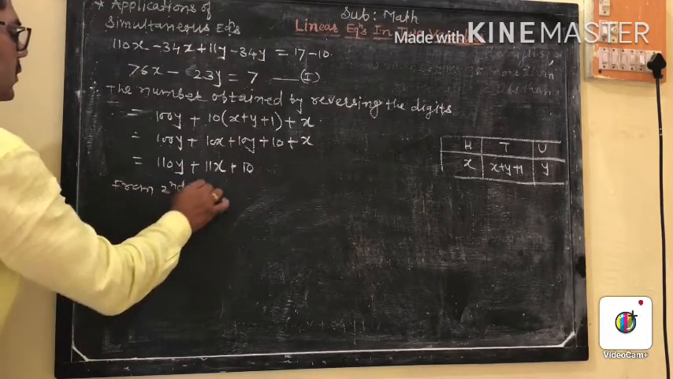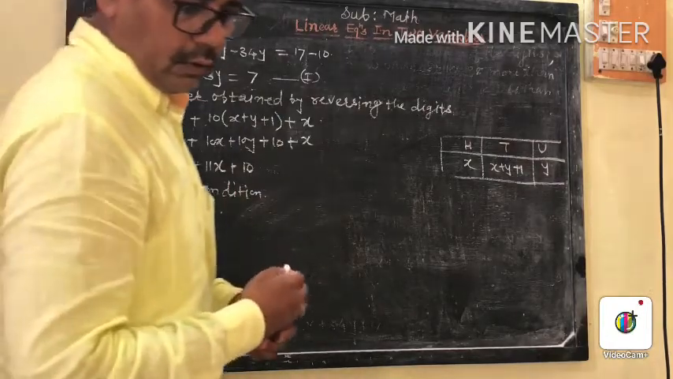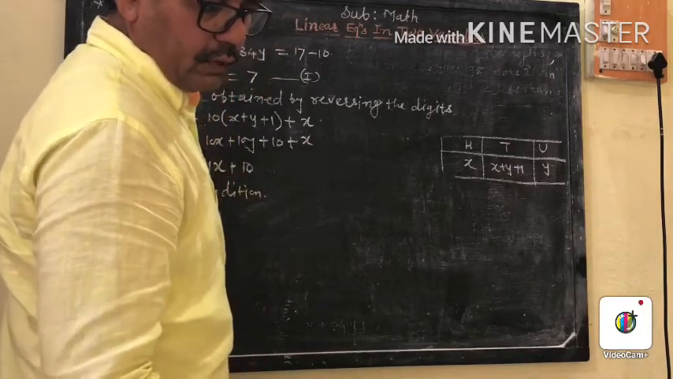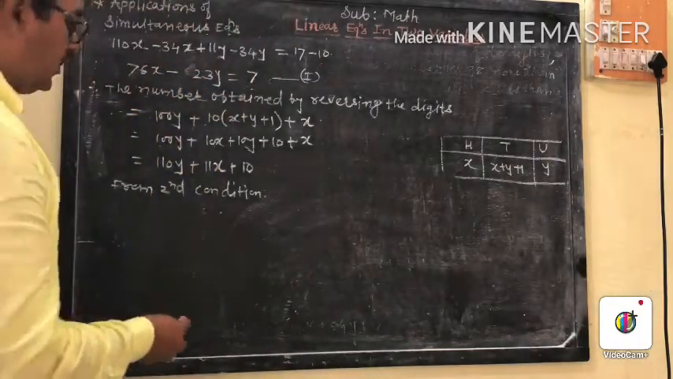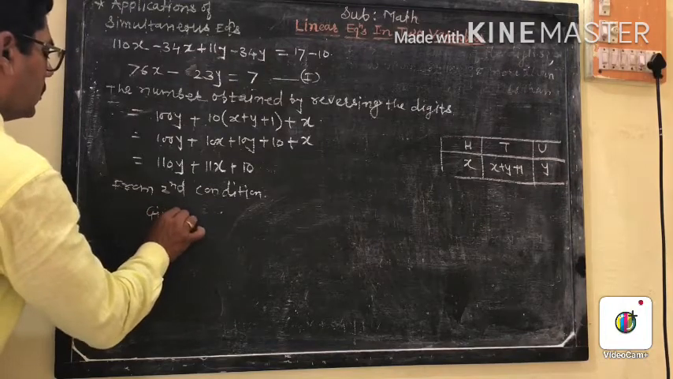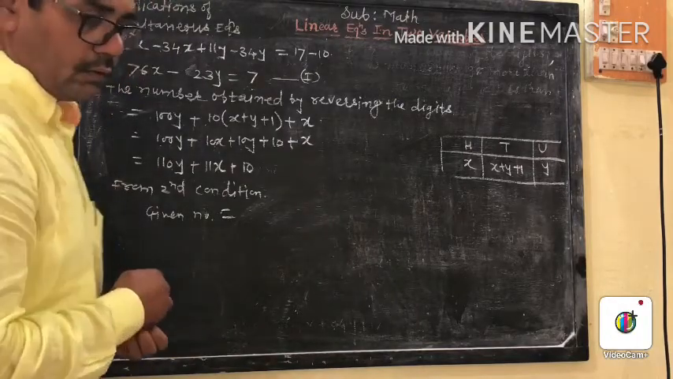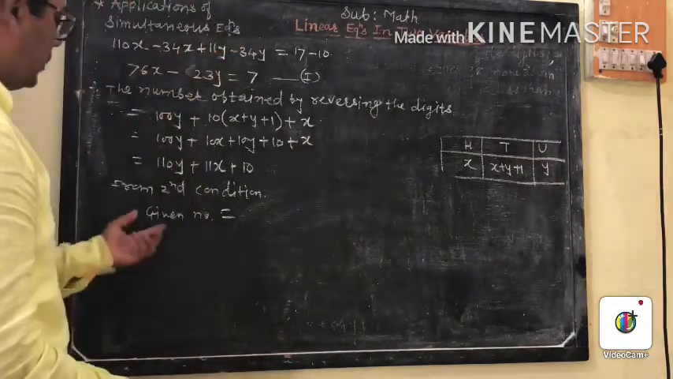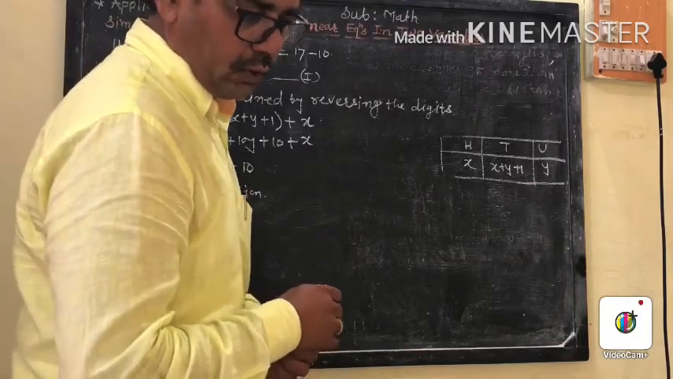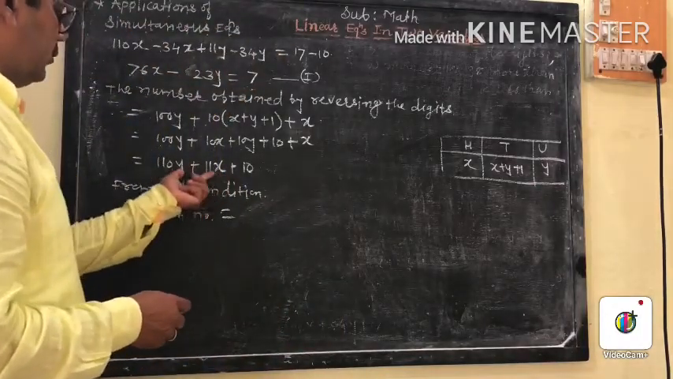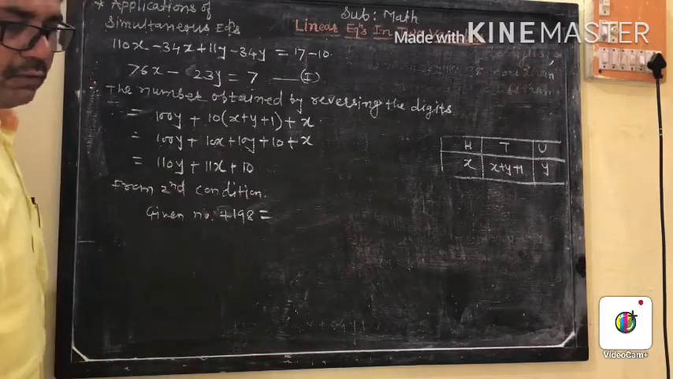You get the second condition. What is the second condition? It is given that if the digits are reversed, the new number is 198 more, means the given number plus 198 is equal to the new number.